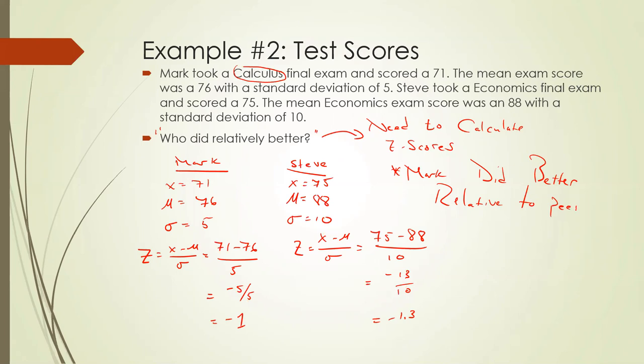Okay. Z-score is not too bad, pretty straightforward. I think you could handle one of these on a homework. How did I get this minus five right here? You take his X value here, minus the mean, 71 minus 76 gets you minus five. That's where that came from. Does that answer your question?